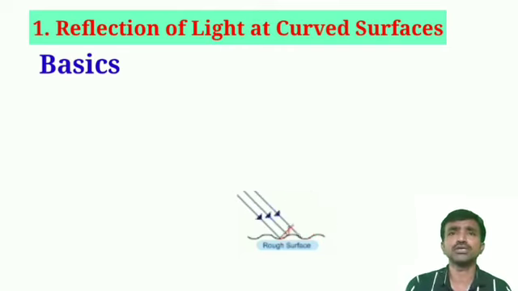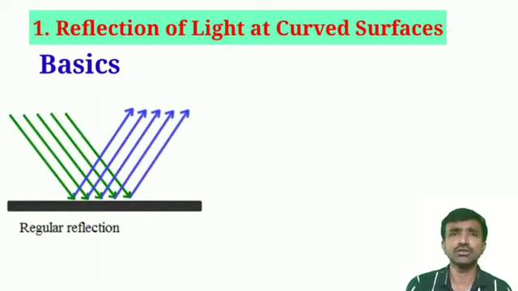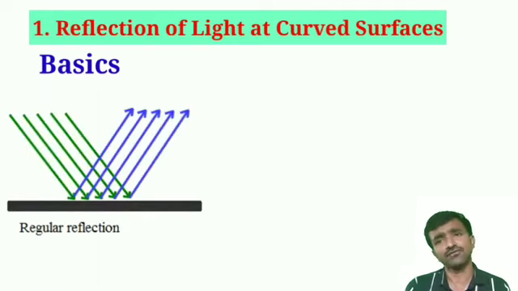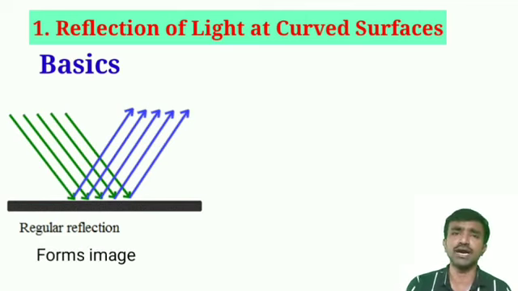For example, if you focus a parallel beam of light rays on a regular surface, after reflection also that parallel beam remains parallel only. So that is a regular reflection. This type of reflection will form the image.